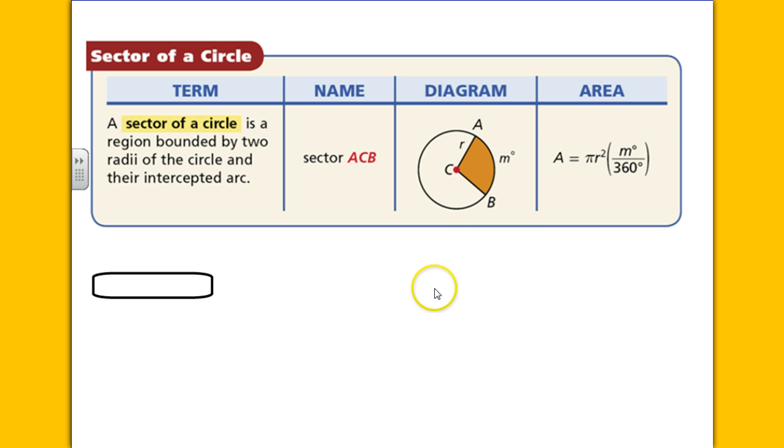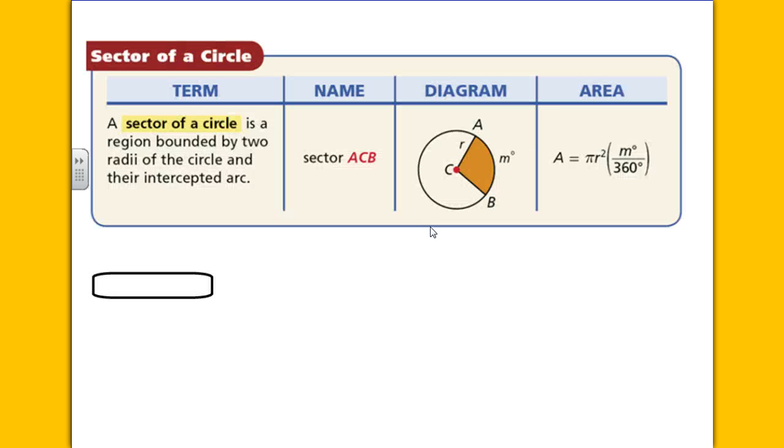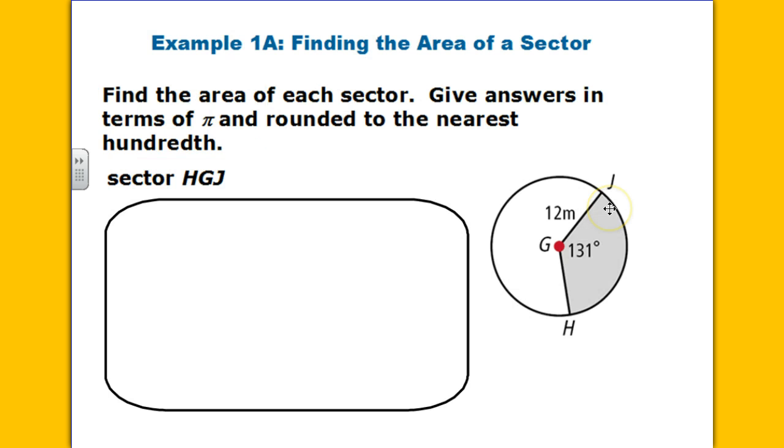Sometimes it helps to just think of it in the form of a simple example. There's a helpful hint: when you write the degree symbol after m in the formula, it helps you remember to use degree measure and not arc length. The formula for the sector area is the area of a circle times m degrees over 360. So let's find the area of each sector and give our answers in terms of pi, which is nice. And then round your answer to the nearest hundredth using 3.14 or your pi key on the calculator.